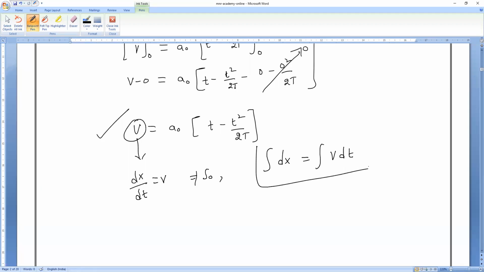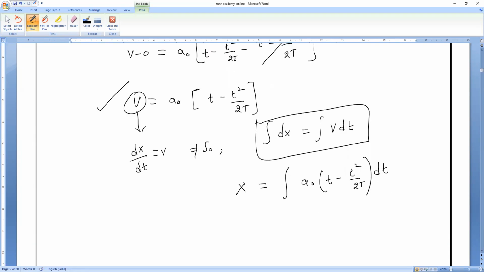I remember when I was teaching integration, so you can apply the integration. Integration of dx is what? We all know, x. Again, integration of v. V value is a0 into t minus t square by 2t, into dt. Is it right or wrong? So what is the time period? Time t is equal to 0 and time t is equal to t.